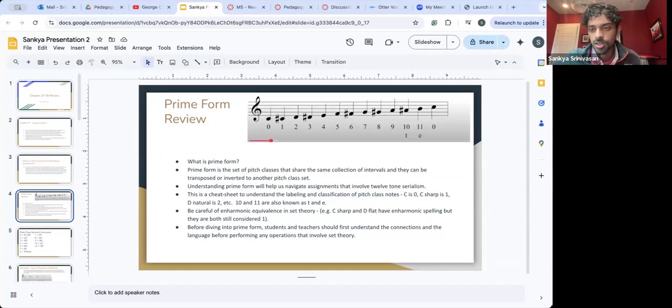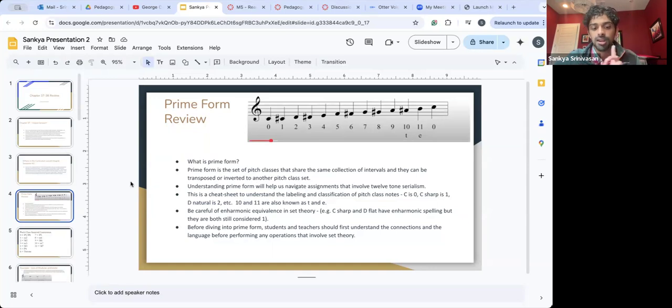And this is kind of a cheat sheet from a YouTube video that I found, which breaks this down very well. This is to understand the labeling and classification of pitch class notes. C is 0, C sharp is 1, D natural is 2, and so on. 10 and 11, A sharp and B, are also known as T and E.